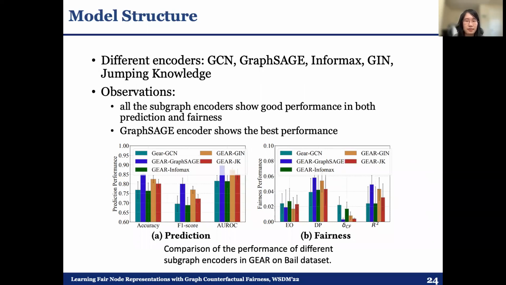Then to investigate the model performance on different options of model structure, we also vary the encoder of the subgraphs, because our framework can be very flexibly adapted to different encoders like GCN encoder, GraphSage, Infomax, Jumping Knowledge. We compare different encoders and find all the subgraph encoders show good performance in both prediction and fairness. And generally, GraphSage encoder shows the best performance in our observation.